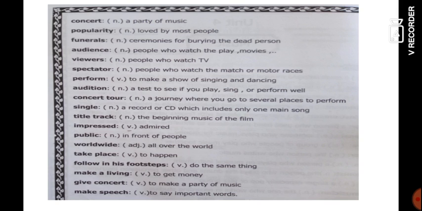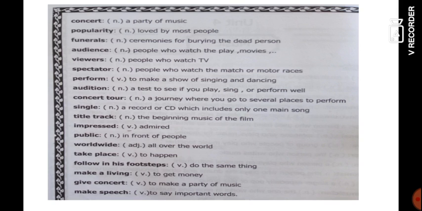Okay, audience: people. There is a difference between audience, viewers, and spectators. Audience: the people who watch the play or the movie. Viewers: people who watch TV. Spectators: people who watch the match or motor races. Perform: to make a show of singing and dancing. Audition: a test to see if you play, sing, or perform well. Concert tour: a journey where you go to several places to perform.